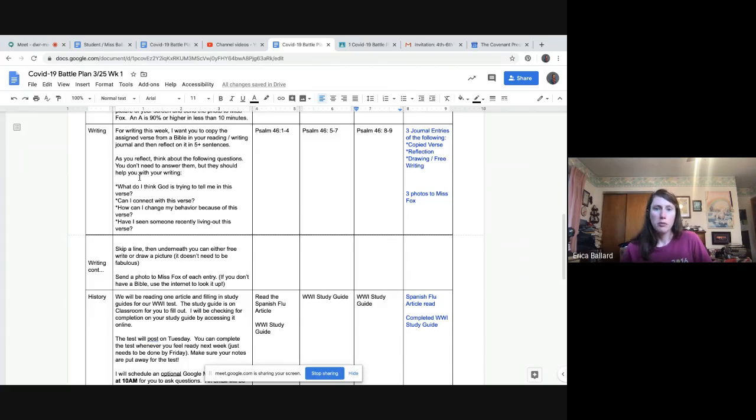How can I change my behavior because of this verse? Have I seen someone recently living out this verse? So let's say I wrote down my psalm, and now I'm going to write my response to it. So the psalm starts, God is our refuge and strength, an ever-present help in trouble.